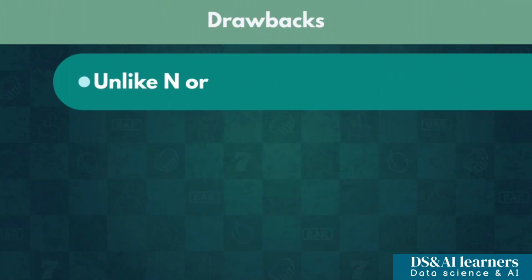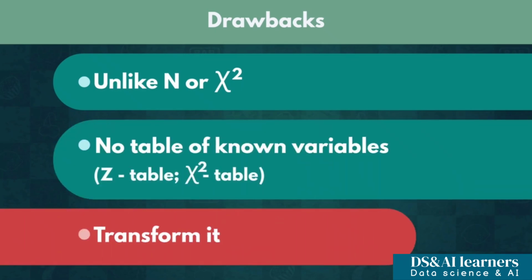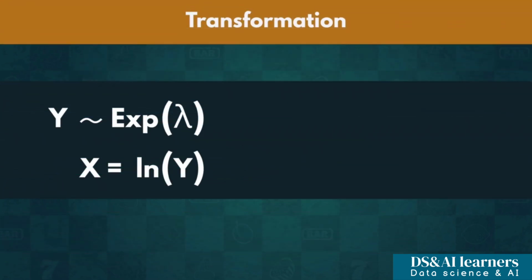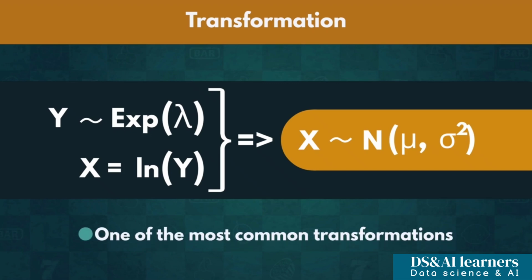However, unlike the normal or chi-squared distributions, we do not have a table of known values for it. That is why sometimes we prefer to transform it. Generally, we can take the natural logarithm of every value of an exponential distribution and get a normal distribution. In statistics, we can use this new transformed data to run linear regressions. This is one of the most common transformations I've had to perform.